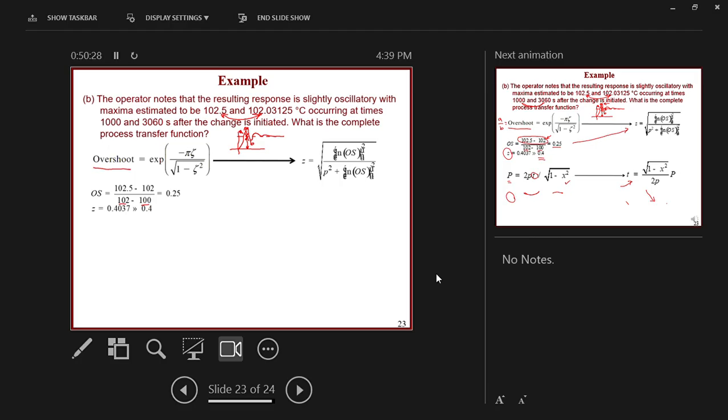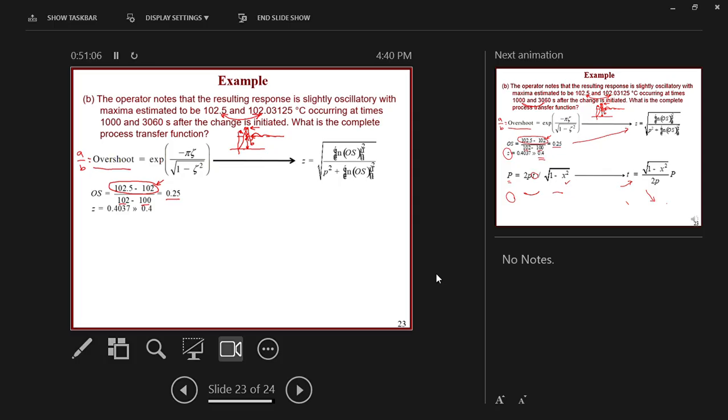So the overshoot is A over B, and A is the difference of the temperatures, I mean this temperature minus this temperature. So this temperature is 102.5, and this temperature is the steady state value. Next, B is the difference between the steady state value and the starting of the response. So 102 minus 100, this gives us 0.25.